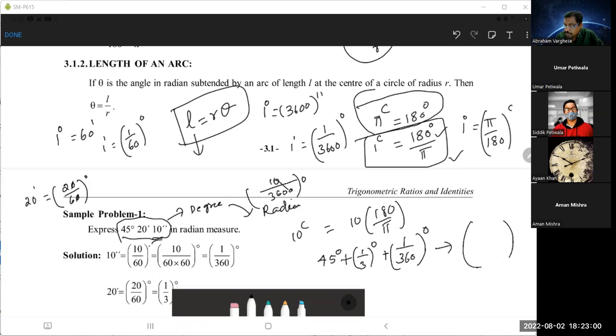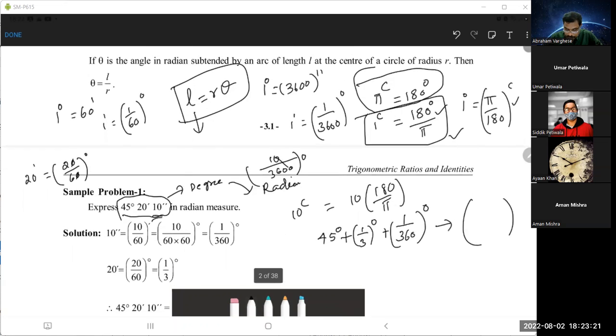First we simplify, your answer will be in degree. Now we want to convert to radian. So degree to radian, what's the relation? Multiply by pi by 180. Multiply this value by pi by 180. That will be the corresponding radian measure. I hope it is clear. So please check that one.